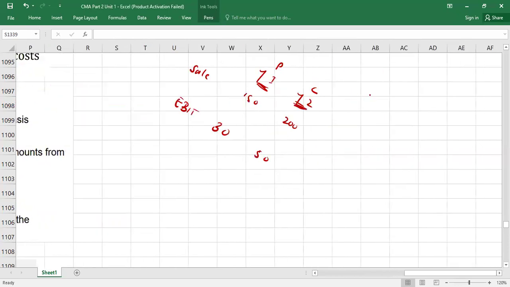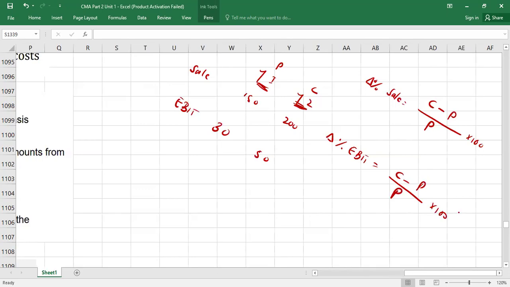What's the formula? If I want to work with the percentage change in sales, I take current year sales minus previous year sales, divided by previous year sales, multiplied by 100, simply as we calculate the trend. Current year minus previous year divided by previous year multiplied by 100. And if I want to calculate percentage change in EBIT, the same formula I'll apply: current EBIT minus previous EBIT divided by previous EBIT multiplied by 100. This will give you percentage change.